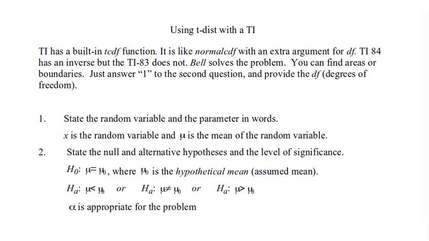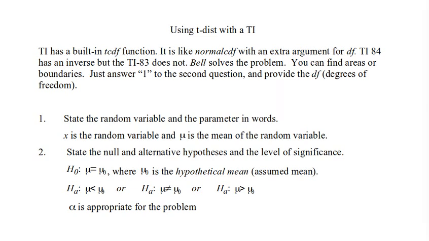A hypothesis test when the population standard deviation sigma is unknown has the following setup. First, you state the random variable and the parameter in words. X is the random variable and mu is the mean of the random variable. Then we state the null and alternative hypotheses and the level of significance. So just like before, the null hypothesis is the manufacturer's claim or the government data, mu equals mu null, where mu null is the hypothetical mean, the assumed mean, or the stated mean.